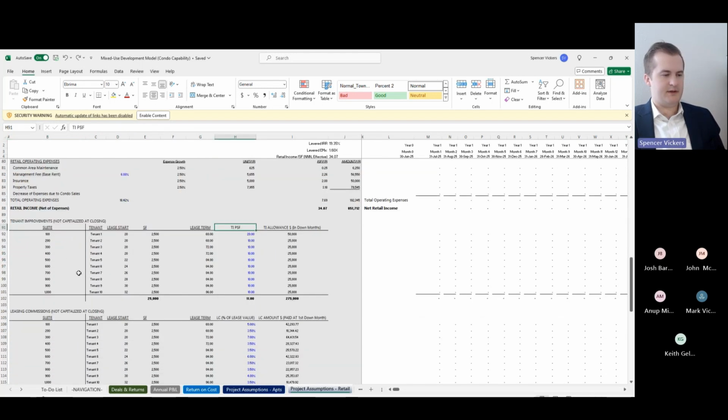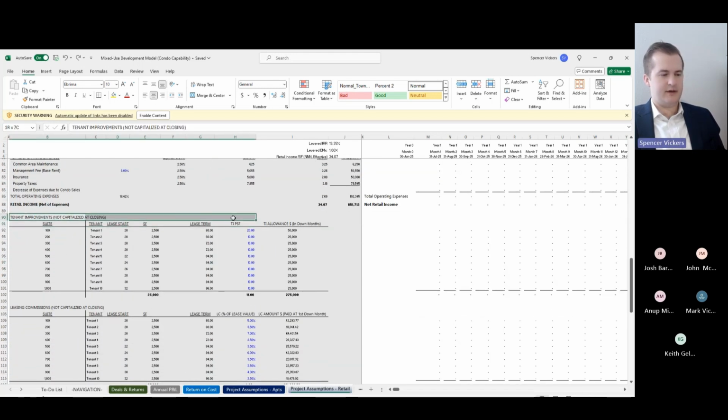Tenant improvements. These are the tenant improvements that are not capitalized at closing. So these are really at that first gen lease renewal, or I guess second gen is the technical term. I've included in the construction budget a place to capitalize both tenant improvements and leasing commissions at closing for that first gen of new leases. These are for the lease renewal scenario.